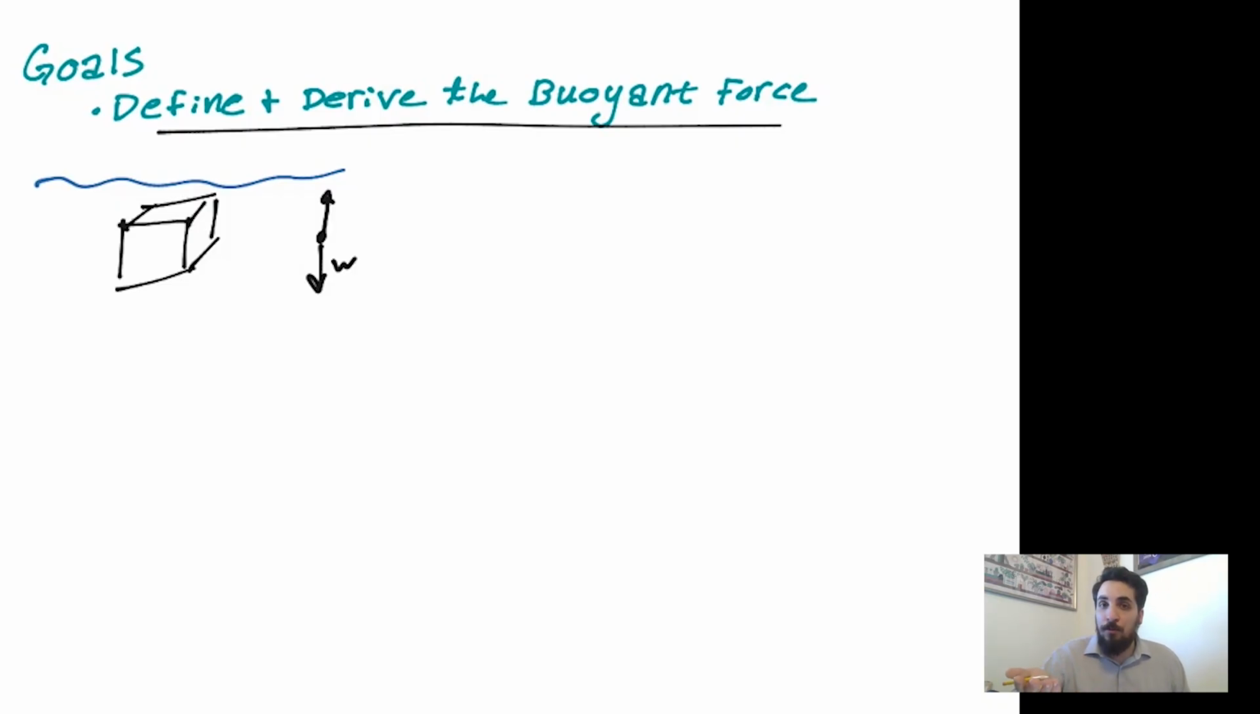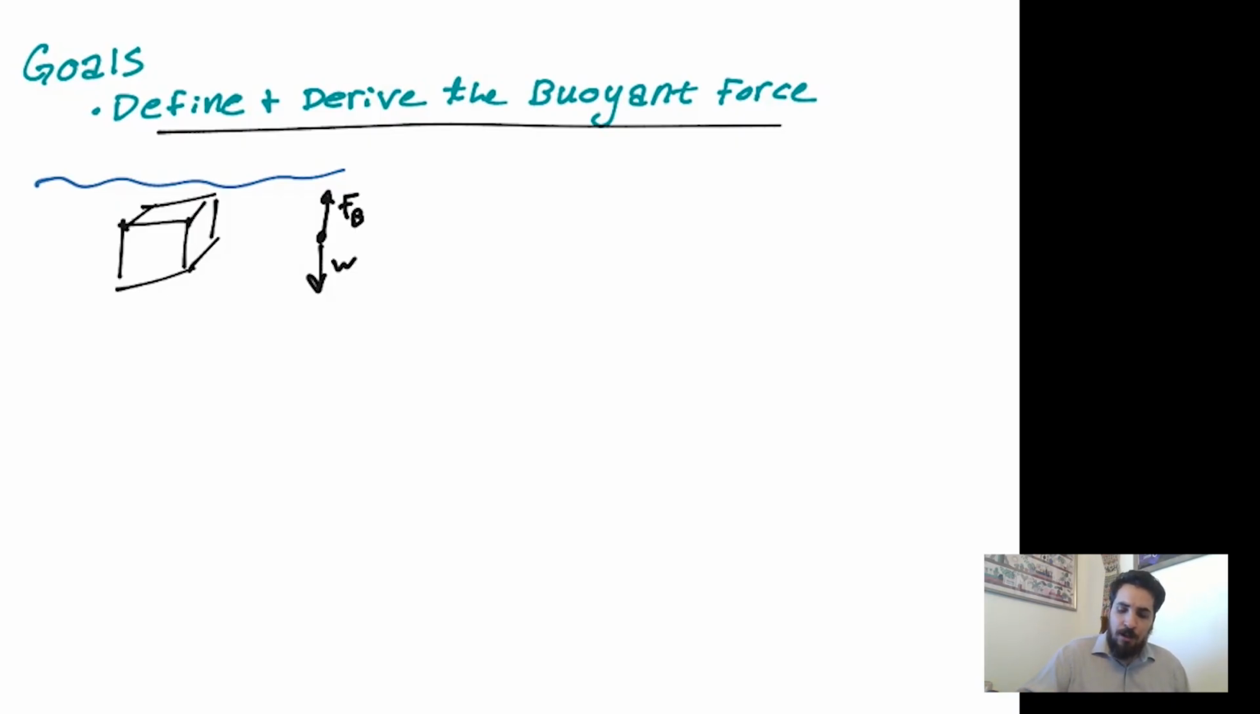Well, it's not a normal force, right? It's not resting on a surface. It is instead a buoyant force. A buoyant force is the force that a fluid exerts on an object that is submerged inside of it. Well, what is that buoyant force? Where does it come from?